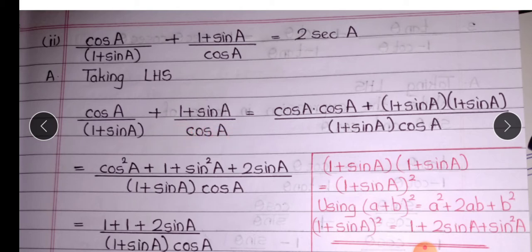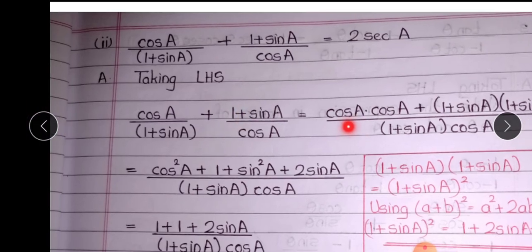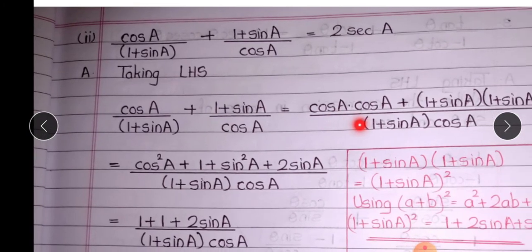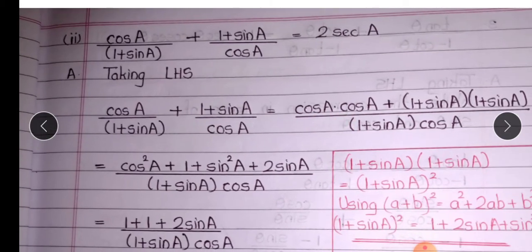So what will you do to add these fractions? You will cross multiply the denominators, isn't it? That means cos A into cos A, (1 plus sin A) into (1 plus sin A). That is the step which I have written here. Cos A into cos A plus (1 plus sin A) into (1 plus sin A) by (1 plus sin A) into cos A.